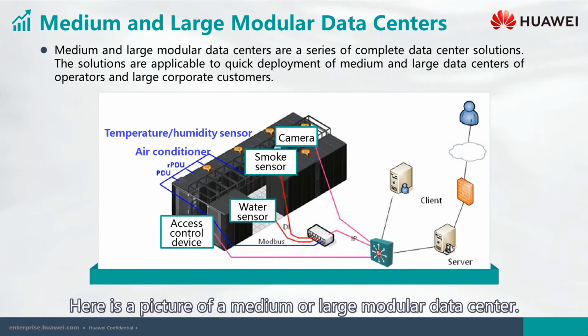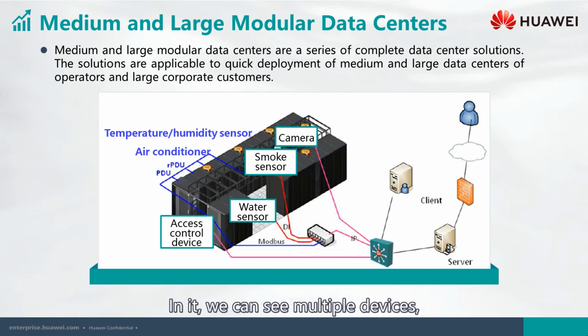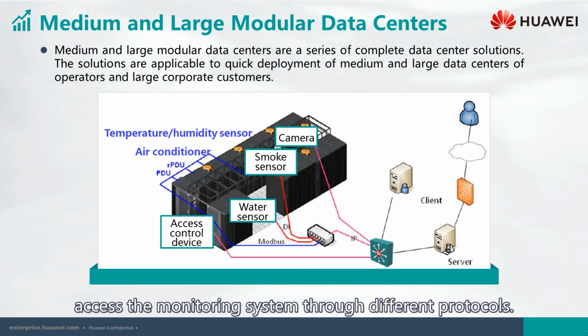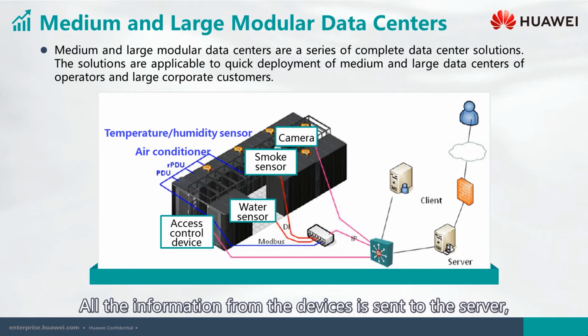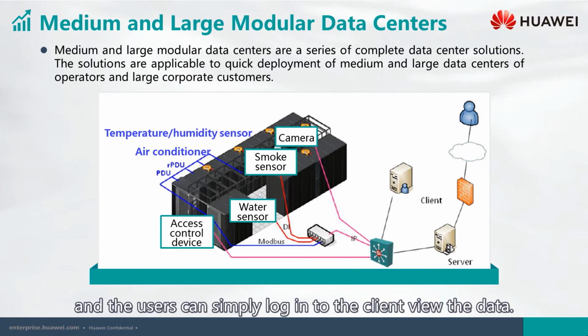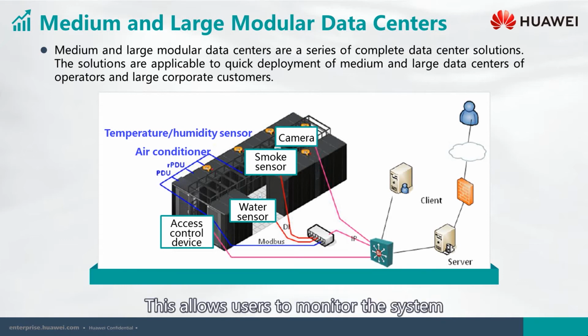Here is a picture of a medium or large modular data center. In it, we can see multiple devices, cameras, sensors, and air conditioners. The devices access the monitoring system through different protocols. All the information from the devices is sent to the server, and the users can simply log into the client to view the data. This allows users to monitor the system and check the alarms and statuses, realizing convenient central management.